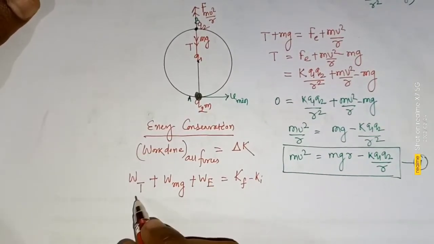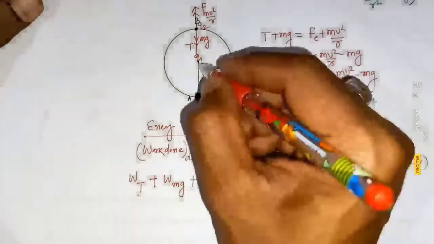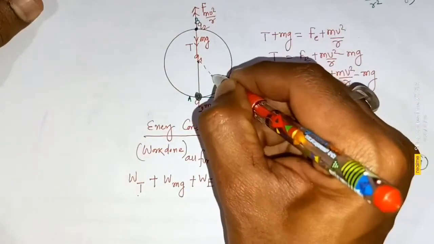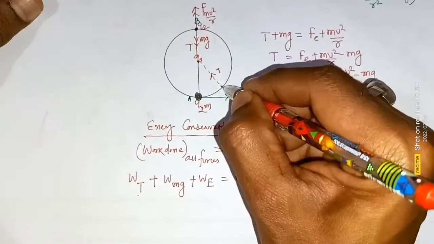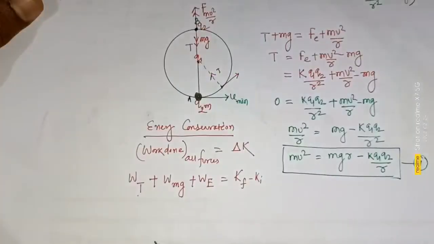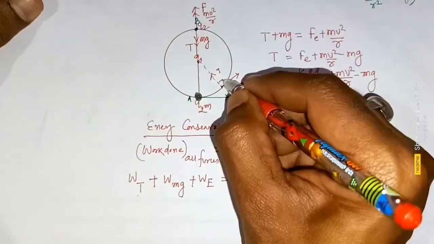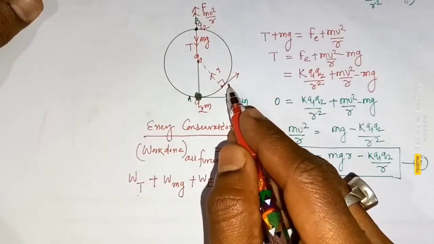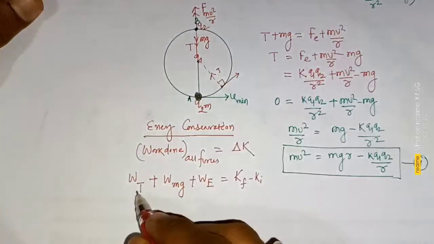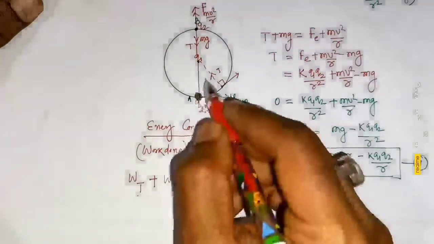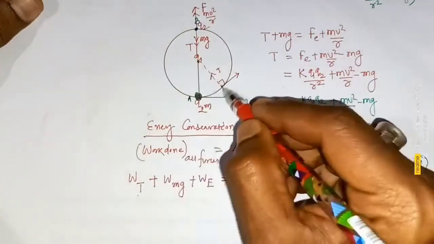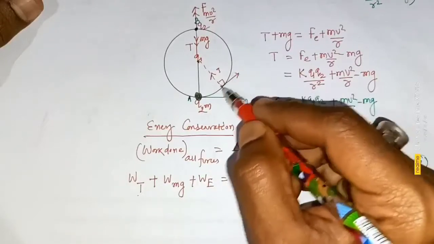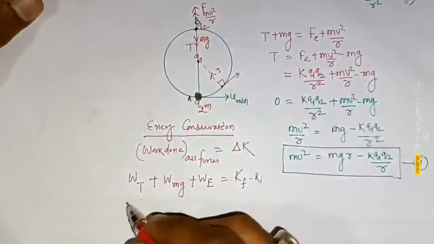At each and every instant, if you observe the work done by the tension, suppose I consider this scenario: tension is like this and displacement is like this. So what is the angle between this tension and displacement? I can say the angle is 90 degrees. So the work done due to tension, tension being a force, and displacement like this, at each and every instant the angle is 90 degrees.